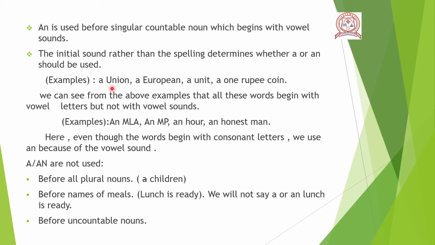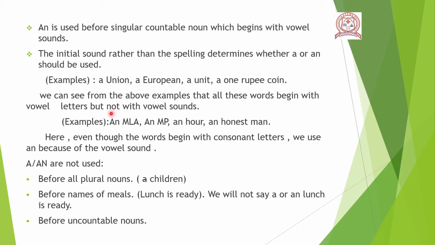For example, here, before that, you know what the vowels are, right? A, E, I, O, U. When you see the example, a union, this word begins with a vowel letter, but the sound is different from that of a vowel sound. So instead of using an union, we use a union. The next examples: a European, a unit, a 1 rupee coin. All these initial sounds are not vowel sounds, so we use a.